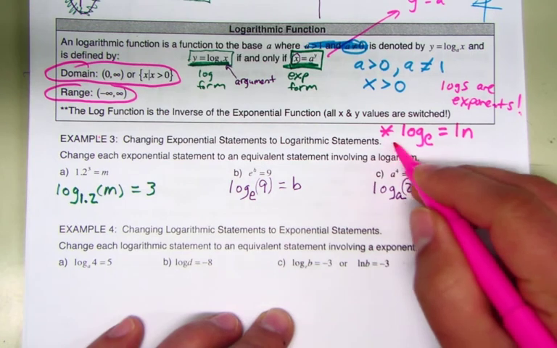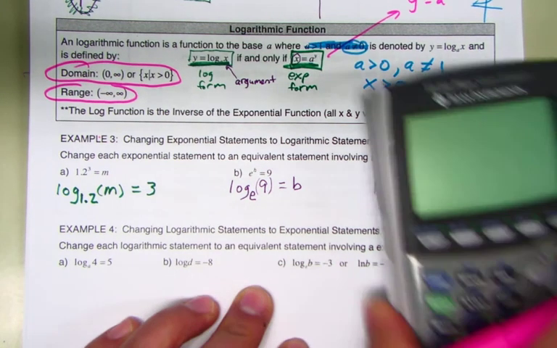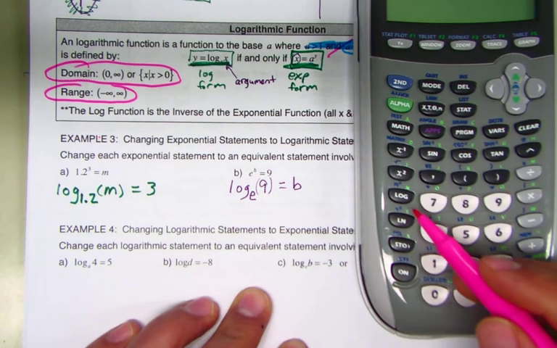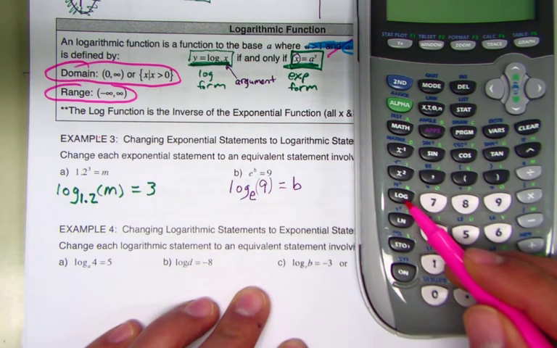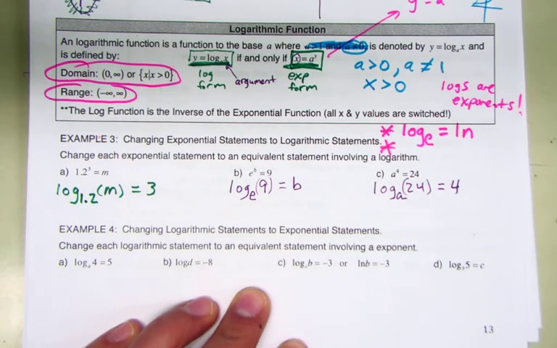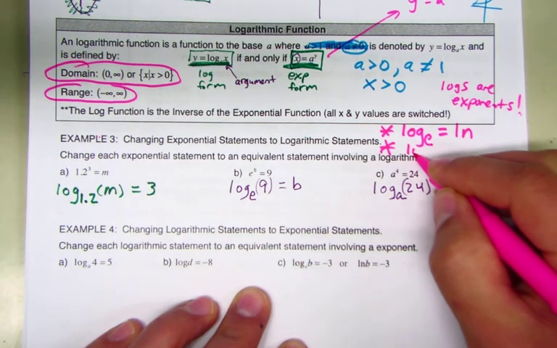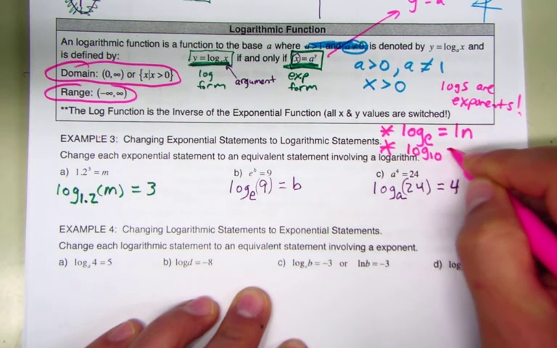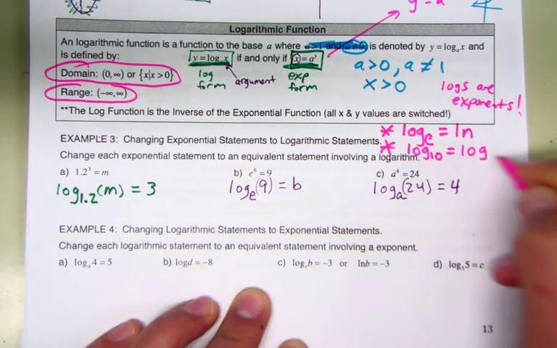The other one that's not on here is the other button on the calculator, okay? The regular log button, sometimes it's called a common log. What base is attached to this one? 10. So log base 10 is the same as just log without any base written there.